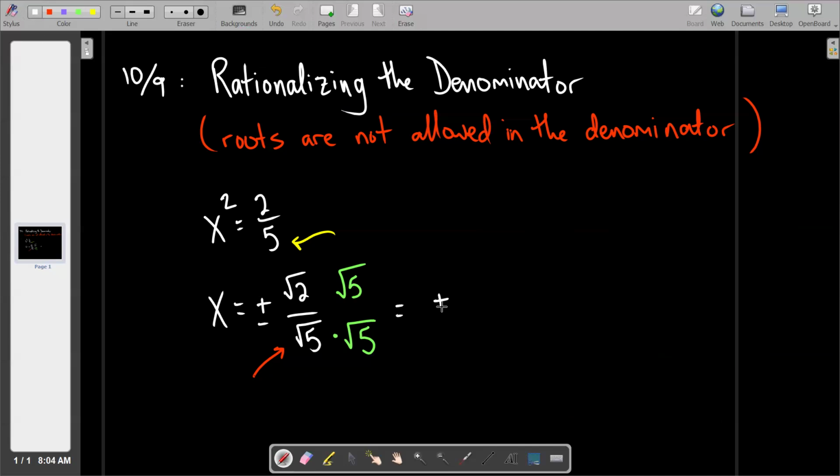Now, this leads us to our answer. Our answer is going to be positive or negative root 10 over what? Done. That is how you rationalize a denominator. Whenever you get an answer that has a square root in the bottom, it's okay. All hope is not lost. You multiply the top and the bottom by the root that you're trying to kill, and then it goes away.